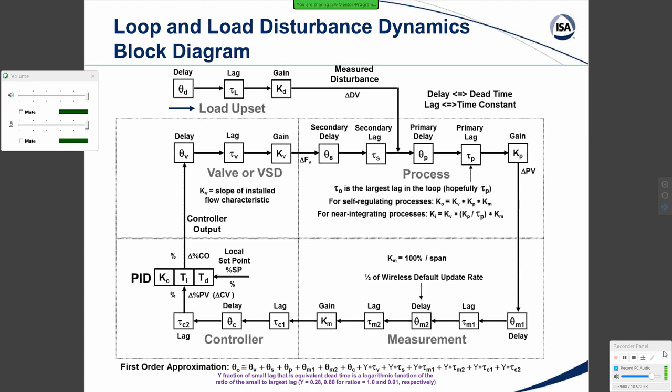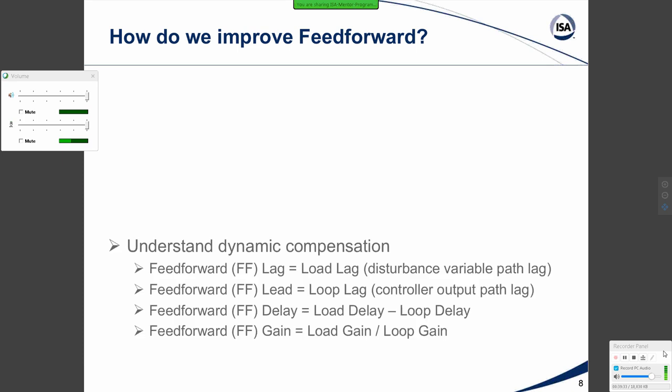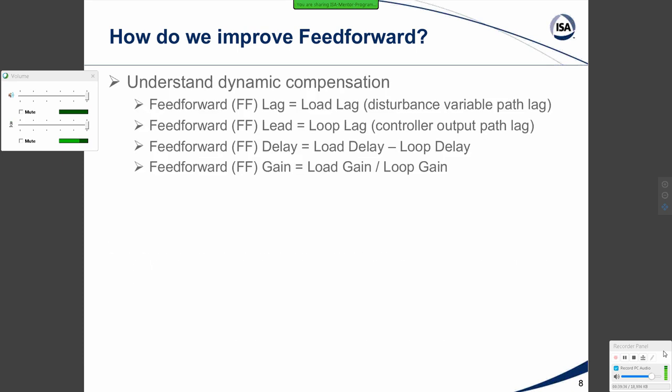Okay, so let's look at a load upset because we're focusing on feed-forward control. We have to make sure that the feed-forward correction arrives at the same point as the load upset at the same time. This is where we get into how we set the feed-forward gain and dynamic compensation, realizing, as shown here for the load upset, that there is a delay, a lag, and a gain associated with that. So how do we improve feed-forward control? We need to understand dynamic compensation. This is perhaps the biggest reason why feed-forward control is not effectively used. We don't know how to set that.